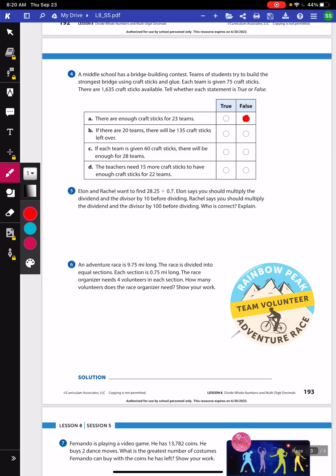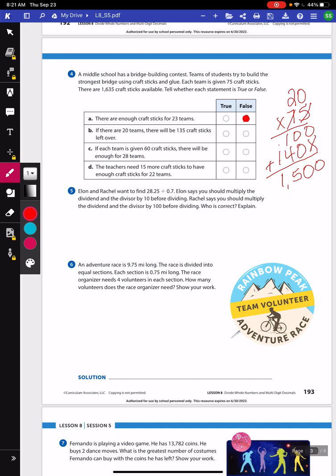If there are 20 teams, there will be 135 craft sticks. So 20 times 75, well, 5 times 0 is 0, 5 times 2 is 10. Done with 5, add my placeholder, 7 times 0 is 0, 7 times 2 is 14. Done with the 7, so now I can add. 0 plus 0 is 0. 0 plus 0 is 0. 1 plus 4 is 5. Nothing plus 1 is 1. So I get 1,500.